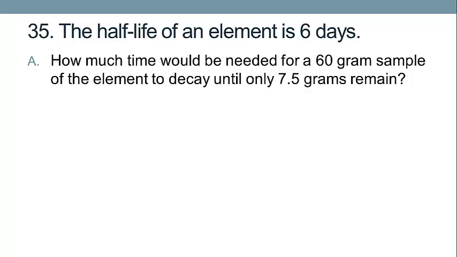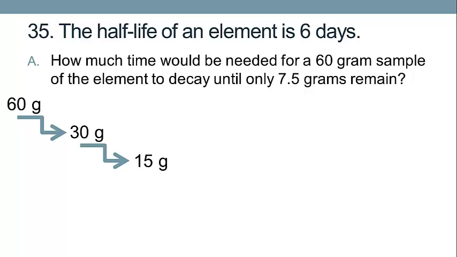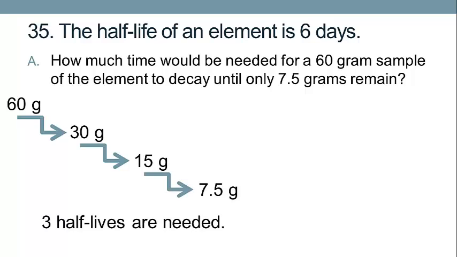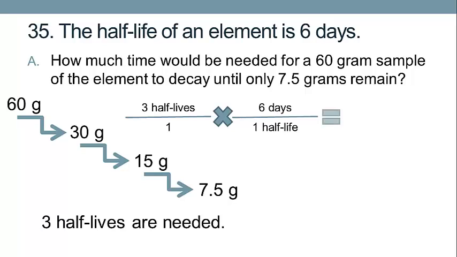The half-life of a radioactive element is 6 days. How much time would be needed for a 60-gram sample to decay until only 7.5 grams remain? So if I start with 60 grams, one half-life would be 30 grams, another half-life is 15, another half-life is 7.5. So this took a total of 3 half-lives. 3 half-lives, each half-life is 6 days, so this is a total of 18 days.